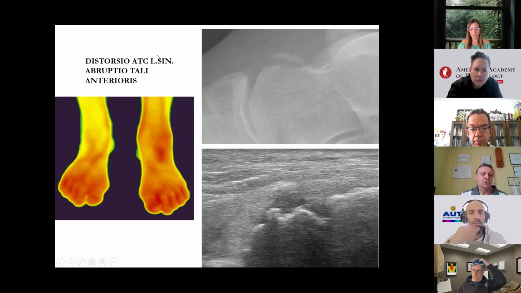Distorsio articulationis talocruralis on the left side with avulsion of the anterior talus. This avulsion we can see on X-ray and on sonography. And on thermography, we see increased temperature activity in the anterior part of the articulatio talocruralis with the maximum at the site of the defect.